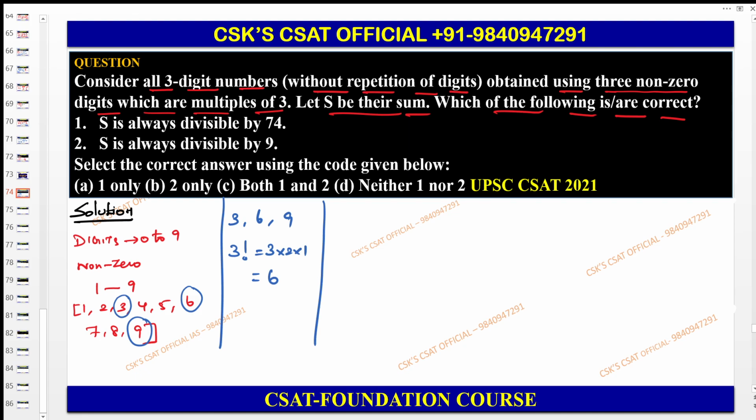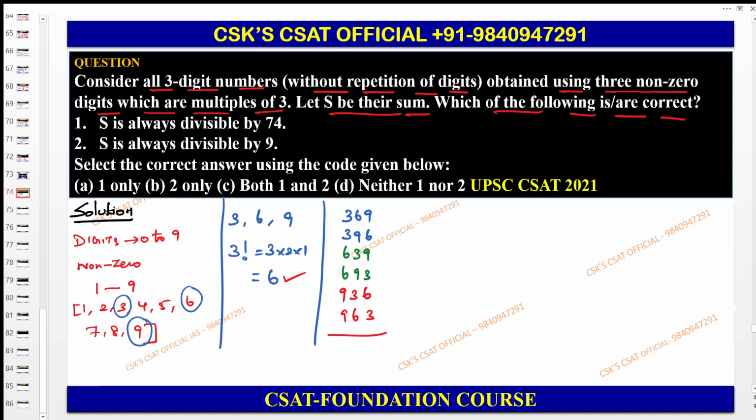So what are the ways here? With the 3 we can form 369, then 396. Next, with the 6 we can form 639, then 693, then with 9 you can form 936, then 963. So these are the 3-digit numbers. That is nothing but the 6 ways we have of forming such 3-digit numbers.